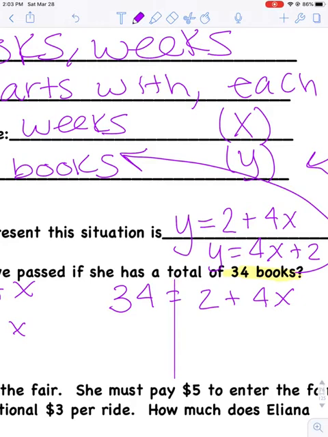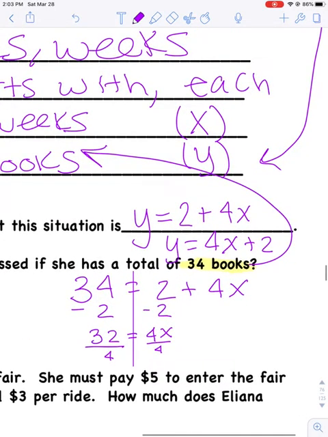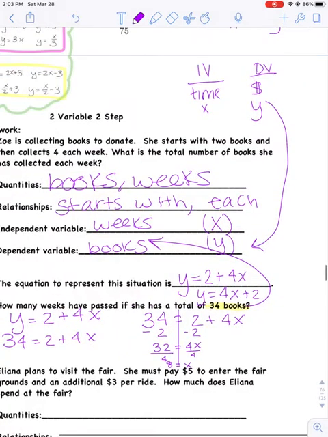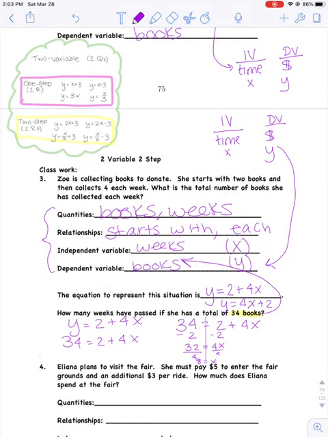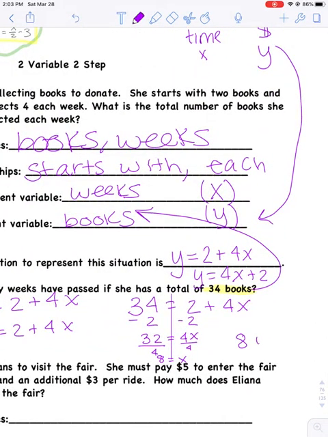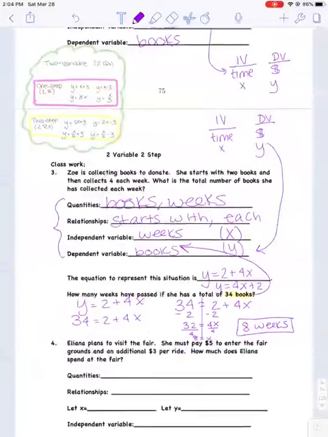All right, hopefully you've solved that equation. I always add or subtract first. So there's a positive 2, I need to get rid of it with a negative 2. 32 equals 4x. Then I have to multiply or divide. Divide both sides by 4. And I get 8 equals x. And to answer the question, it's how many weeks have passed. So my answer is going to be 8 weeks. You don't have to do all the QR less steps.